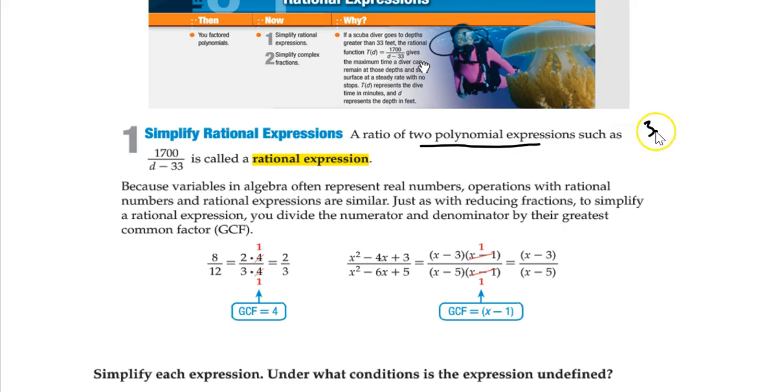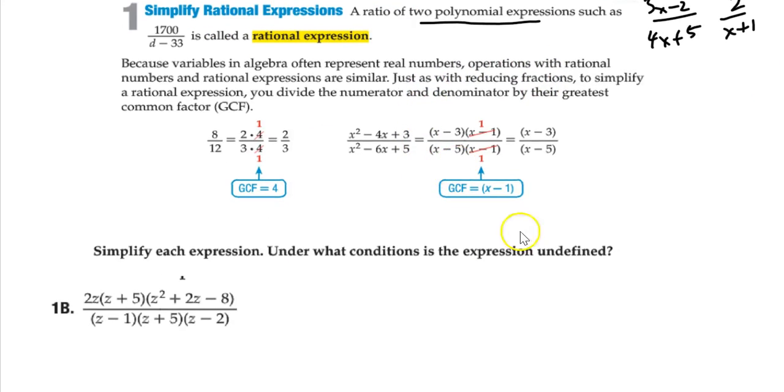So if I give you 3x minus 2 over 4x plus 5, that's a rational expression. Or even 2 over x plus 1, rational expression. Now the way we simplify rational expressions is the same way we always do. If you have a number, you just figure out what the biggest thing is that goes into both of them, in this case 4. So you divide both 8 and 12 by 4 and you get 2/3.